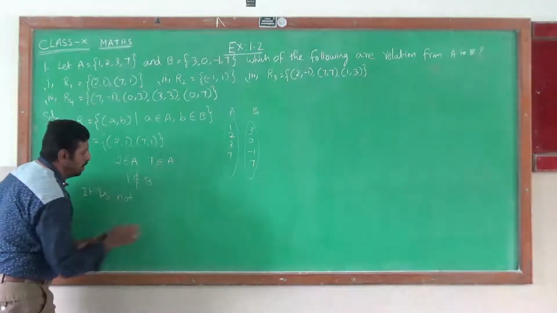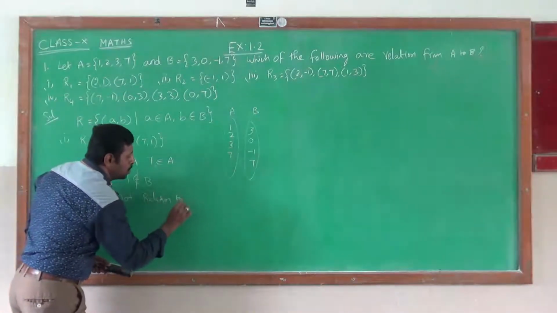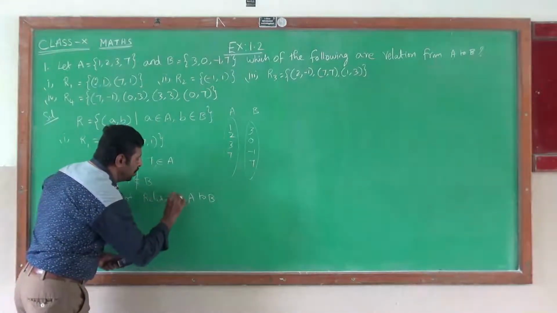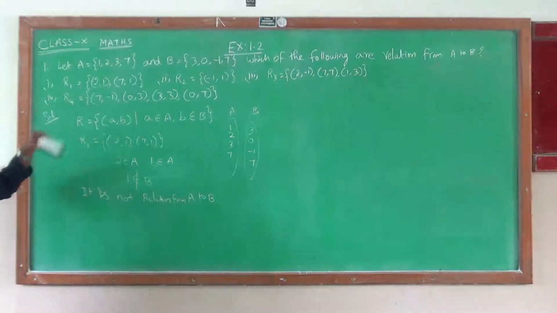It is not a relation from A to B. It is not a relation from A to B. Now we see the second Roman number.